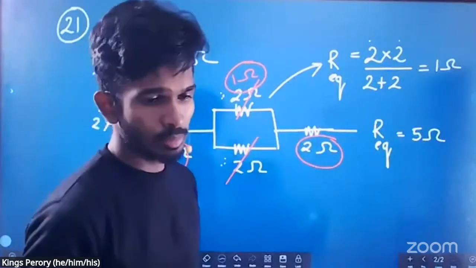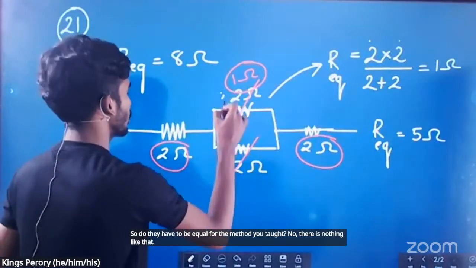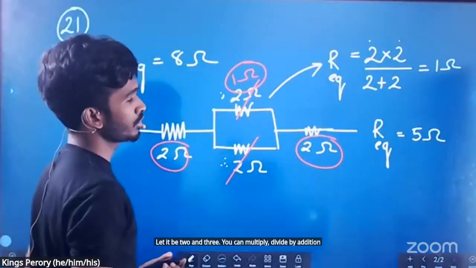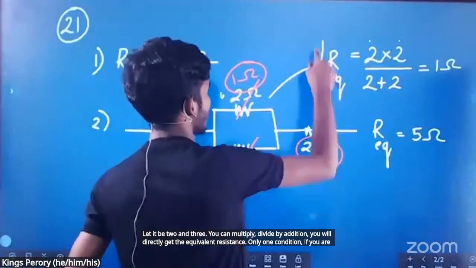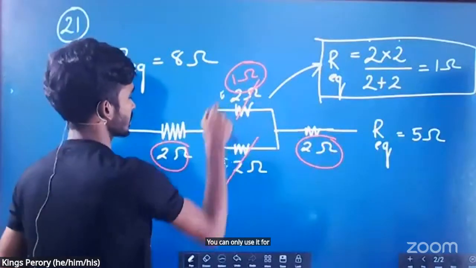So do they have to be equal for the method you taught? No, there is nothing like that. Let it be 2 and 3. You can multiply, divide by addition, you will directly get the equivalent resistance. Only one condition: if you are using this shortcut, you can only use it for 2 resistors in parallel.